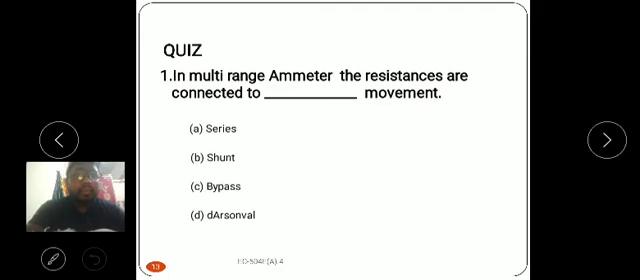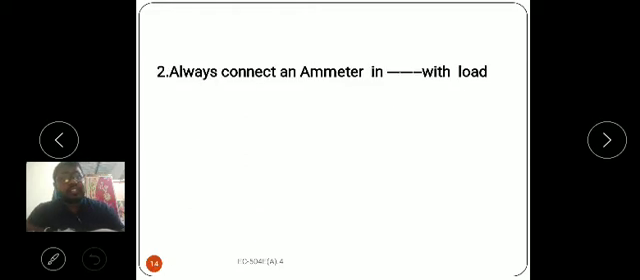Here, in a multi-range ammeter, the resistors are connected to the movement in what way? Series, shunt, bypass or D'Arsonval? The answer is D'Arsonval. That means the multi-range ammeters are connected to the D'Arsonval movement. That means the meter is connected to a shunt, connected to the different types of resistors.